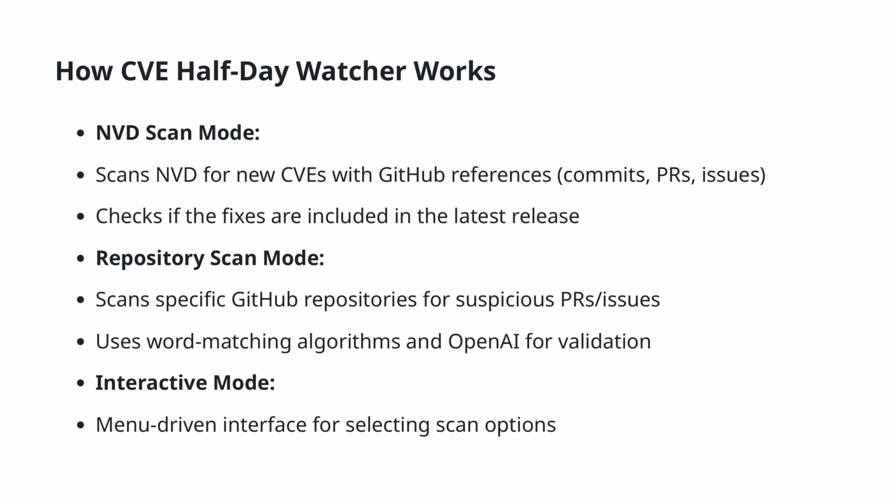This tool features 3 key modes to help identify and manage vulnerabilities effectively. First, the NVD scan mode combs through the National Vulnerability Database, looking for new CVEs that reference GitHub activities such as commits, pull requests, or issues. It checks whether these vulnerabilities have been addressed in the latest software releases.